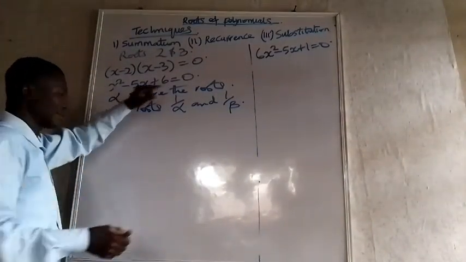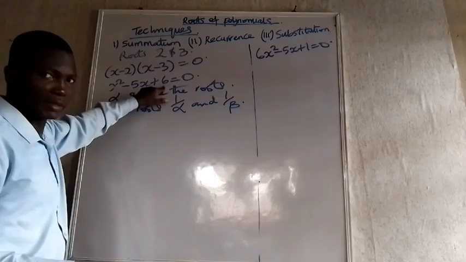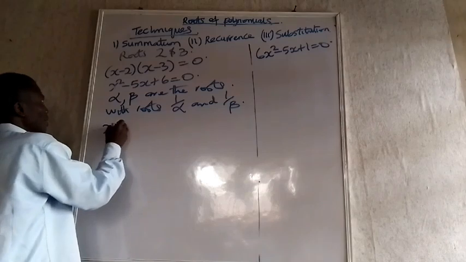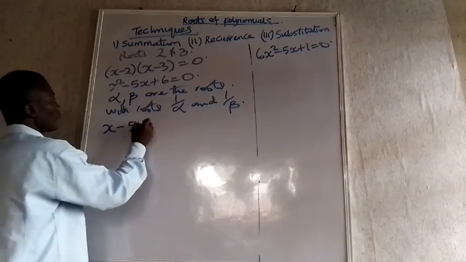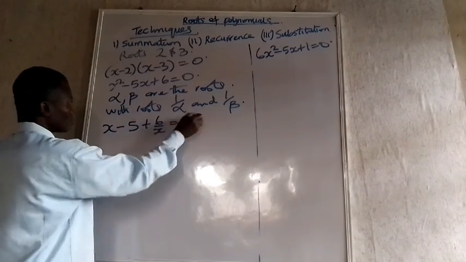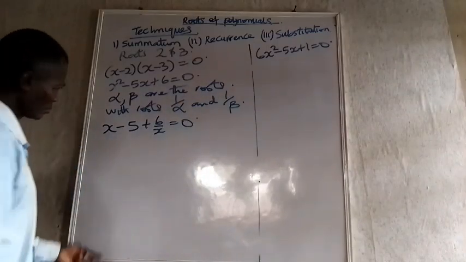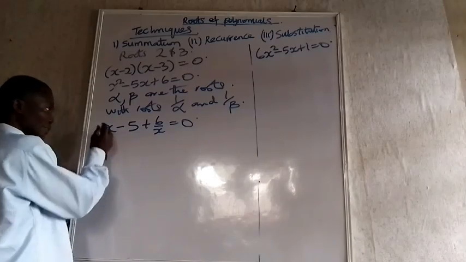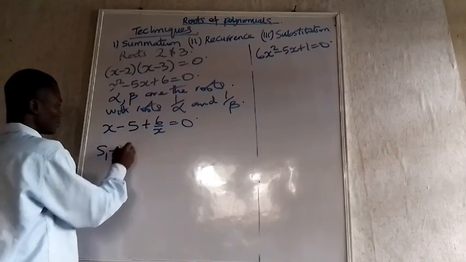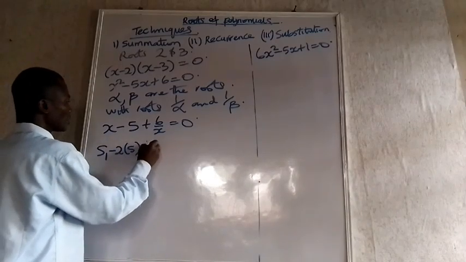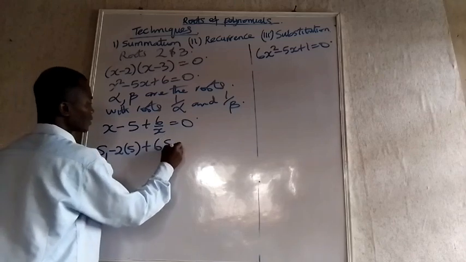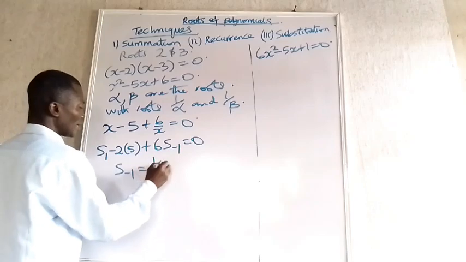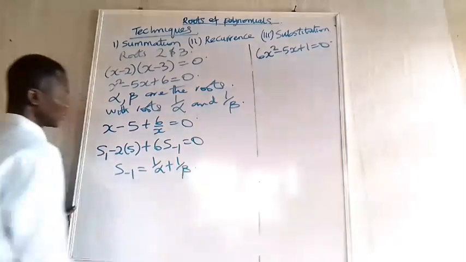Now, let's divide 2 by x so that we will have one term with the reciprocal of x. So we are going to have x minus 5 plus 6 over x equals 0, when we divide 2 by x. Now, if we do the recurrence, you know what we are going to have? We are going to have s1, that is the sum, minus 5 times 2 plus 6s minus 1. Yeah, s minus 1 is equal to 1 over alpha plus 1 over beta.